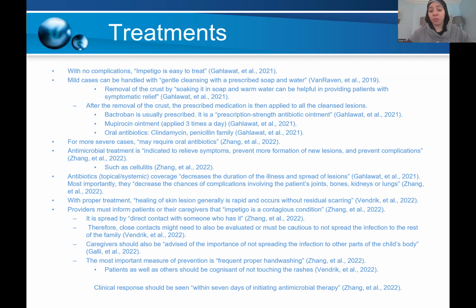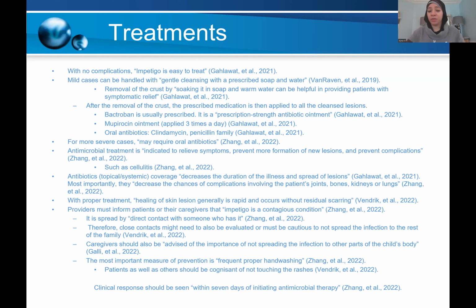Providers must also inform patients and their caregivers that impetigo is indeed a contagious condition and is spread by direct contact with someone who has it and within close proximity. Therefore, close contacts may need to be evaluated or must be cautious to not spread the infection to the rest of the family.